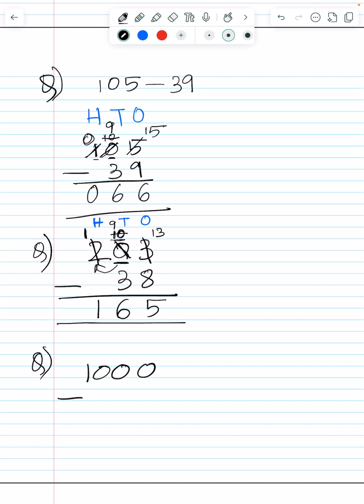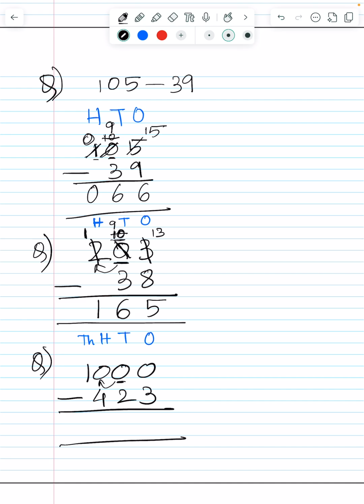1000 minus 423. We need to write down again ones, tens, hundreds, and thousands. Now can we do 0 minus 3? No, we cannot do 0 minus 3. We need to borrow 1 and then do 10 minus 3. Can we get the 1 from here? No, this is a 0. We have to go left.